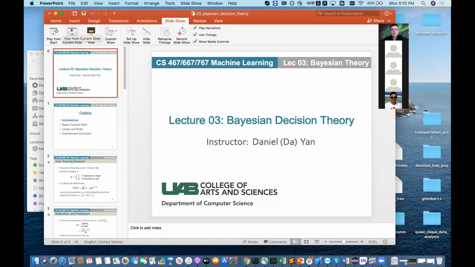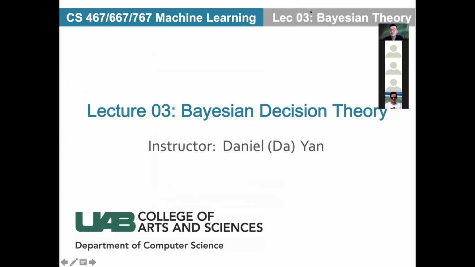Okay, let's continue. Today we will talk about, let me put this blocking to a good position, Bayesian decision theory. This is very important, especially in graphical models. Everything is Bayesian or conditional probability. Let's take a look at it.